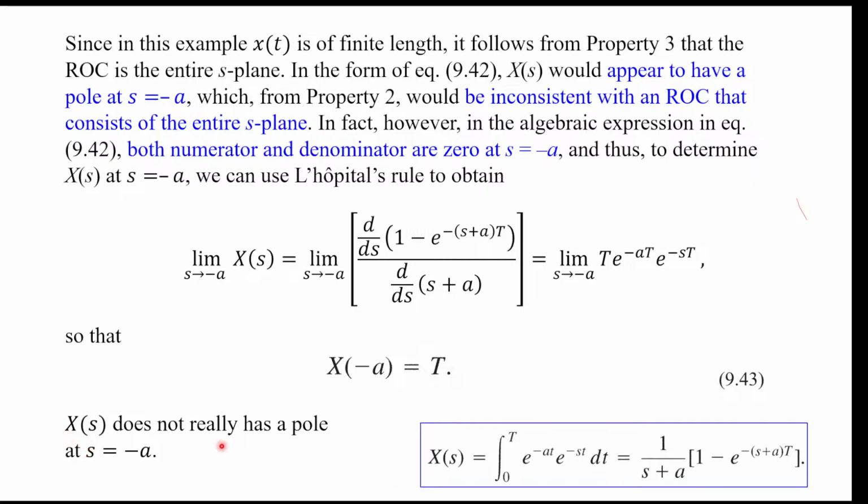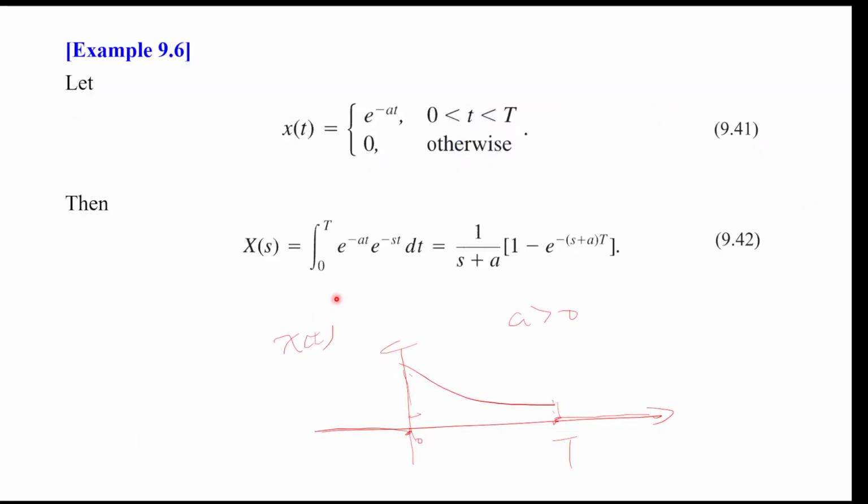So we see that X(s) does not really diverge at s equal to minus a, it doesn't really have a pole. And so your X(s) is 1 over (s plus a) times 1 minus e to the minus (s plus a)T, and this is convergent on any s. This is a truncated exponential function. It is convergent everywhere because it has a finite duration.